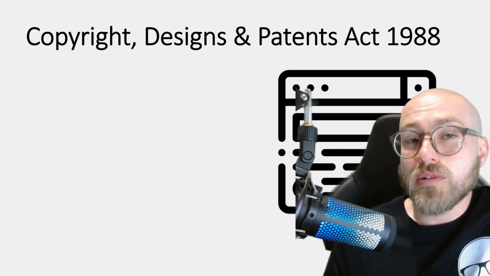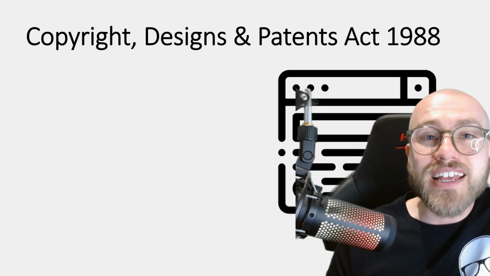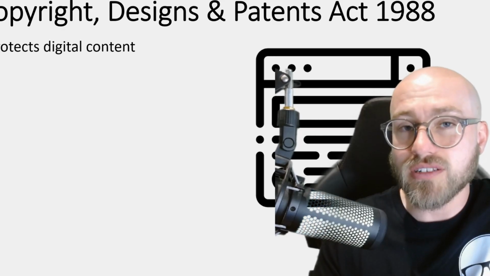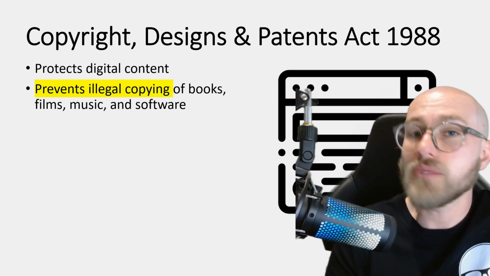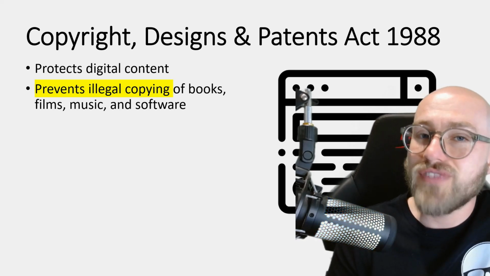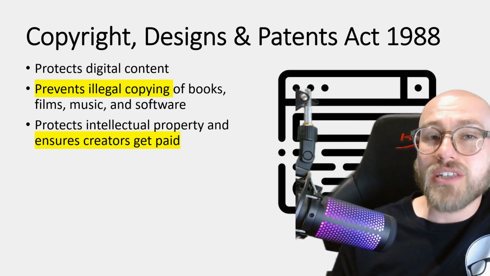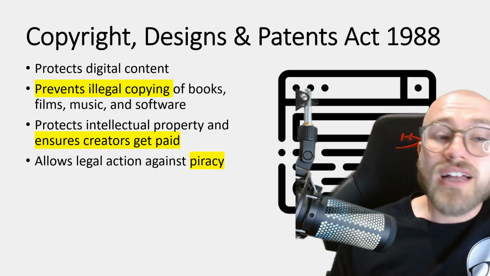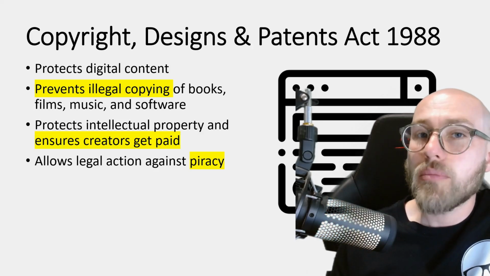The next one most people are quite familiar with, which is the Copyright, Design and Patent Act of 1988. So this is what protects people's content, their digital content. And it means that people aren't allowed to copy things like books, images, videos, or anything without permission. It also protects intellectual property and makes sure that creators are getting paid for what they've made. This is also the act that allows legal action against piracy. This is stealing digital things without paying for it.